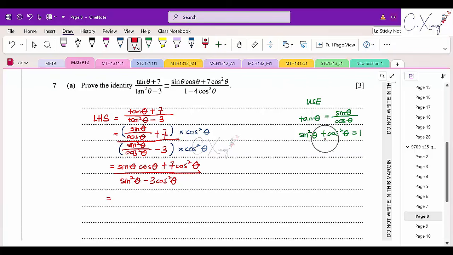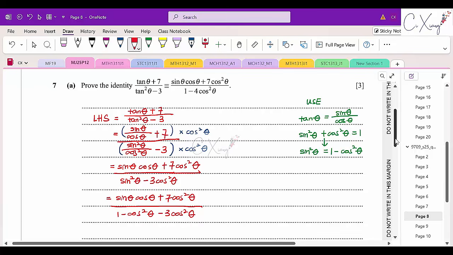Please use the identity sine square plus cos square equals to 1. That means if I replace it, I will have sine square equals to 1 minus cos square theta. So this is what I want to replace. Let's continue to the next step. We have sine theta cos theta, then plus 7 cos square theta. The sine square, I will replace by 1 minus cos square. Then originally I have the negative 3 cos square theta, I just copy it.